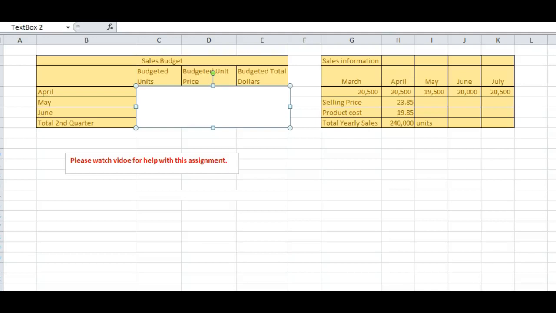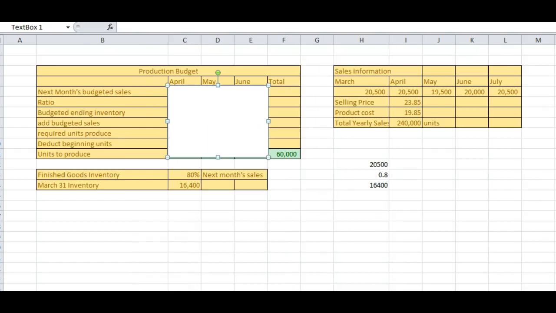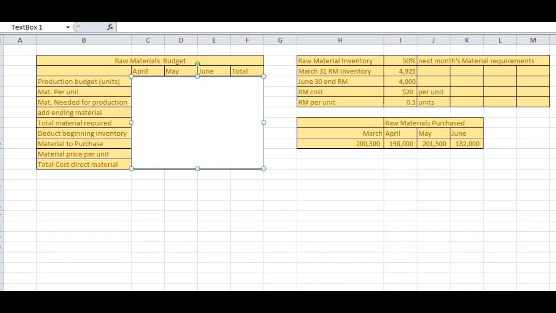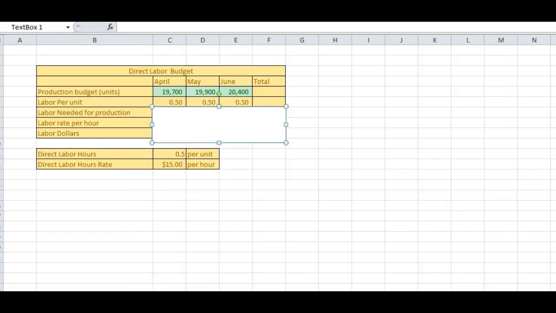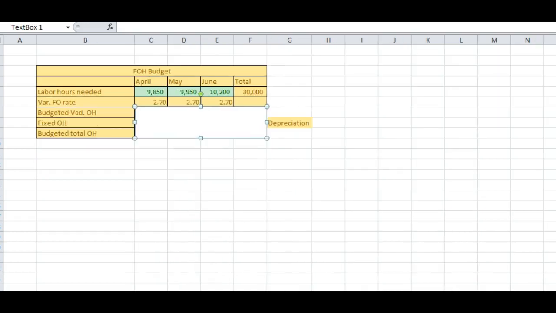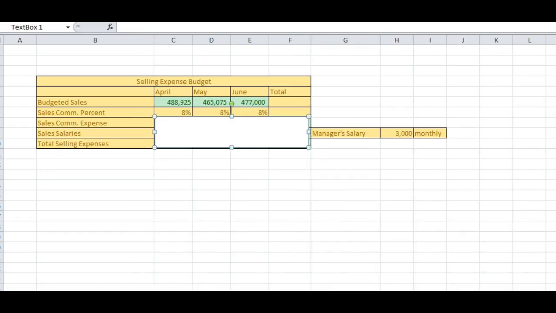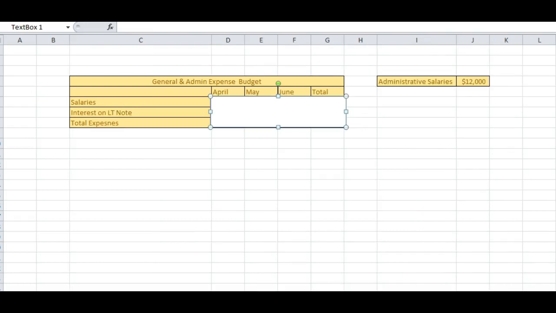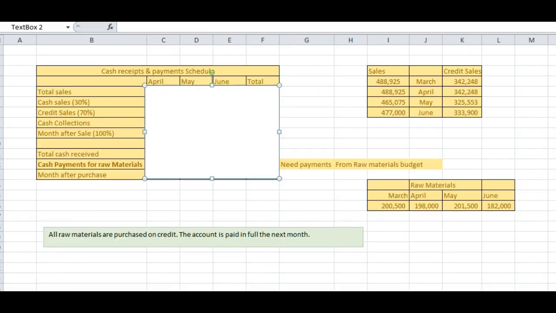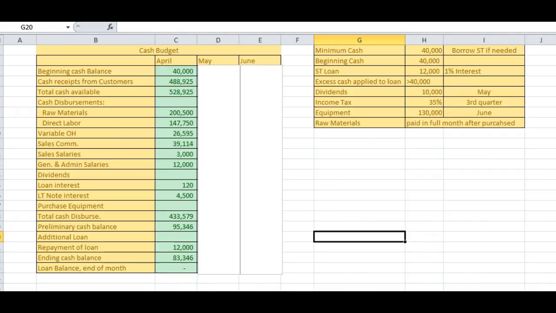Okay, we're going to do budgeting, and we're going to take it from the sales budget onto the production budget, to the raw materials budget, to the direct labor budget, to the factory overhead, to the selling expense, to the general expenses, and then we're going to do a cash receipt and payment schedule, and finally a cash budget.